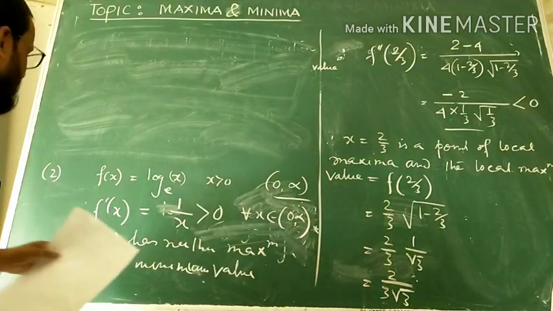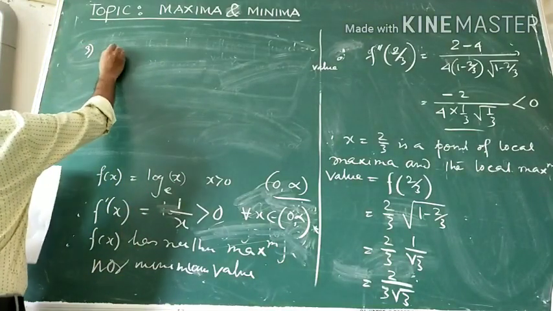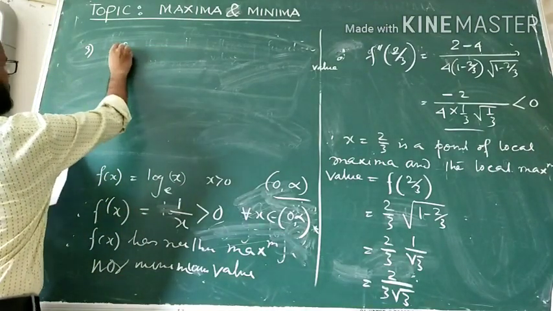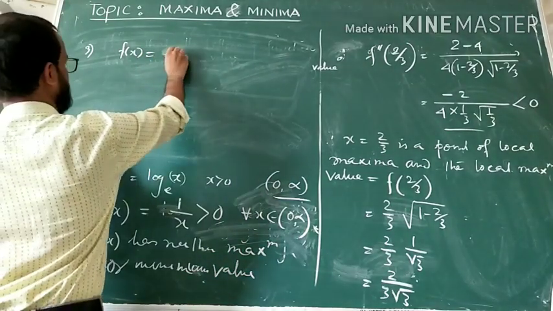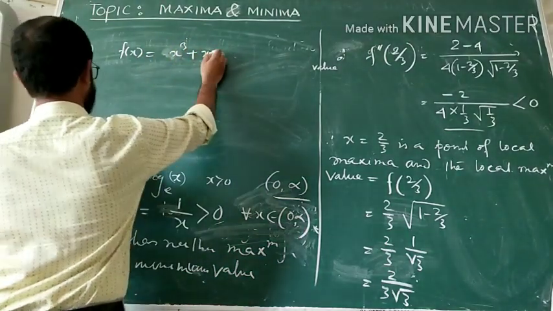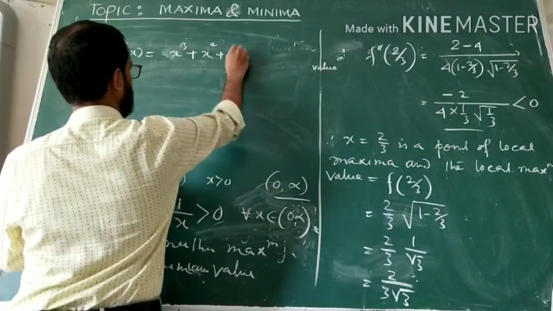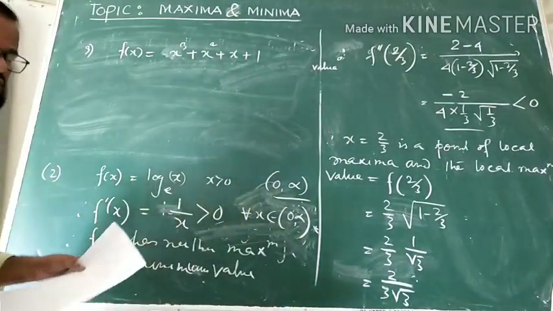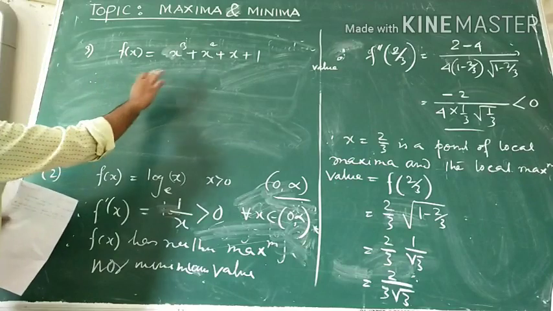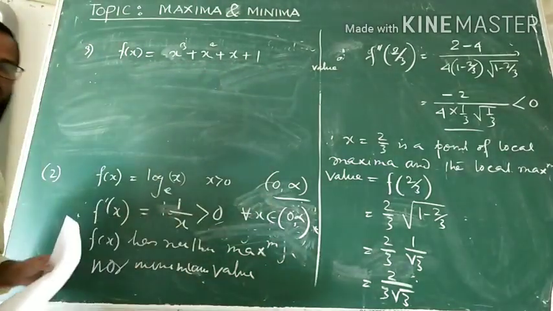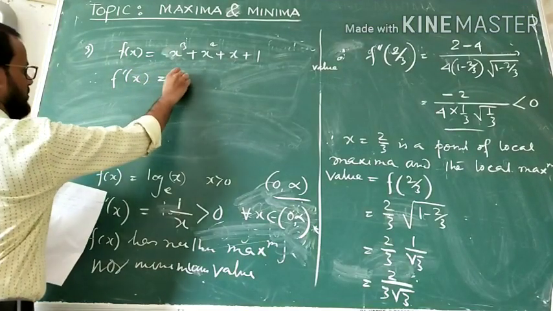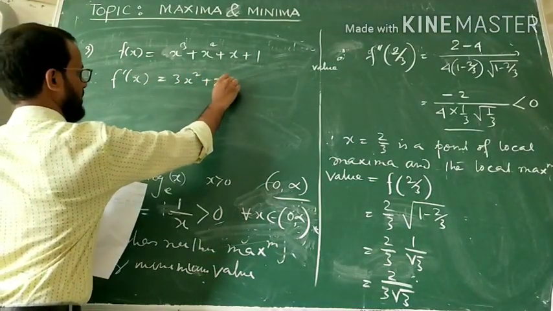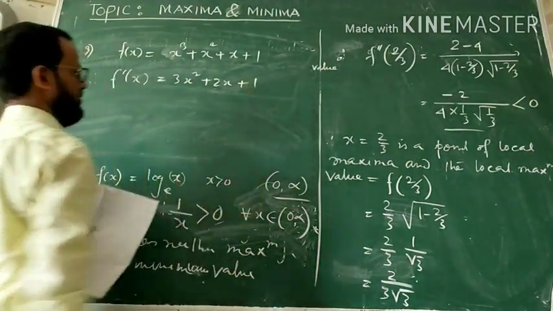Another question, this number 3. Suppose f(x) equals x cube plus x square plus x plus 1. This is the function. Find f dash. This is a polynomial function, so its domain is the set of real numbers. f dash x equals 3x square plus 2x plus 1.